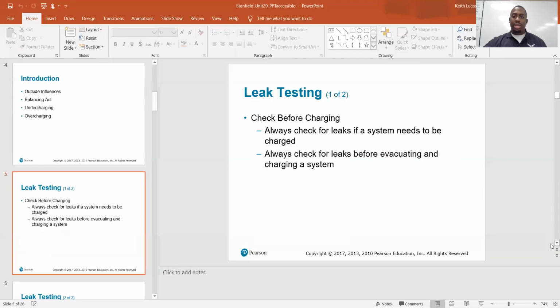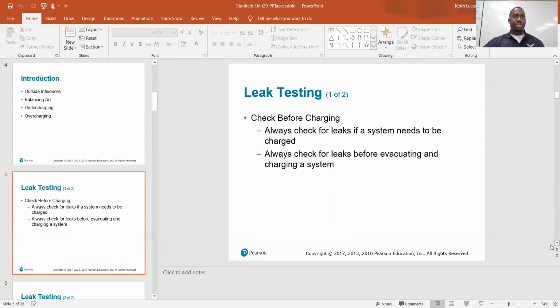Leak testing. Check before charging. Always check for leaks if a system needs to be charged. Always check for leaks before evacuating and charging a system. We've gone over that many times in class, so I think everybody's pretty familiar with that concept.